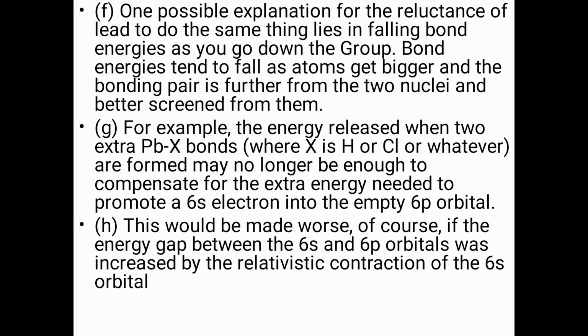One possible explanation for the reluctance of lead to do the same thing lies in falling bond energies as you go down the group. Bond energies tend to fall as atoms get bigger and the bonding pair is further from the 2 nuclei and better screened from them. For example, the energy released when 2 extra Pb-X bonds are formed may no longer be enough to compensate for the extra energy needed to promote a 6s electron into the empty 6p orbital. This would be made worse, of course, if the energy gap between the 6s and 6p orbitals was increased by the relativistic contraction of the 6s electron.